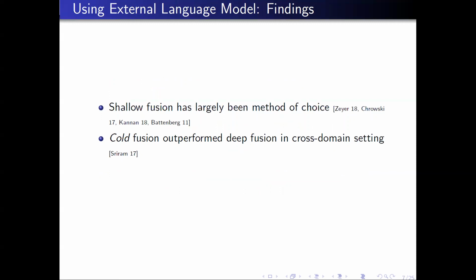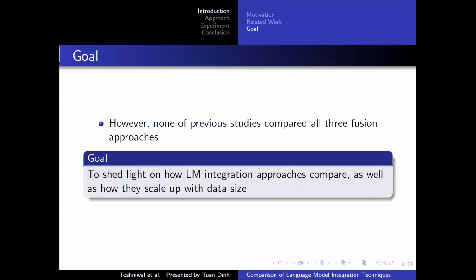Previous results show that shallow fusion has largely been the method of choice, while cold fusion outperformed deep fusion in a cross-domain setting. However, none of those studies compare all three fusion approaches. The goal of this work is to shed light on how language model integration approaches compare, as well as how they scale up with data size.